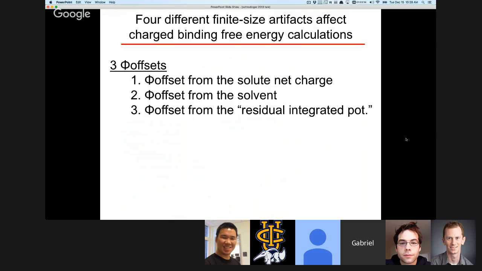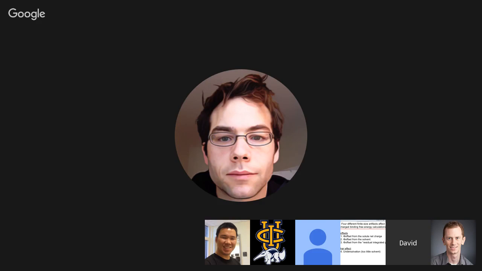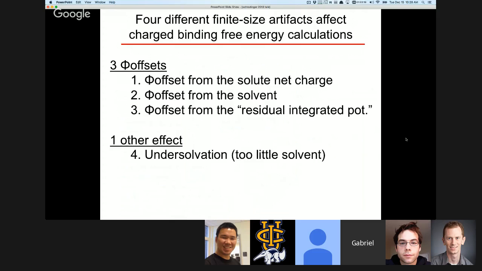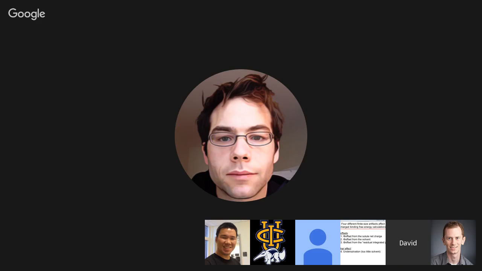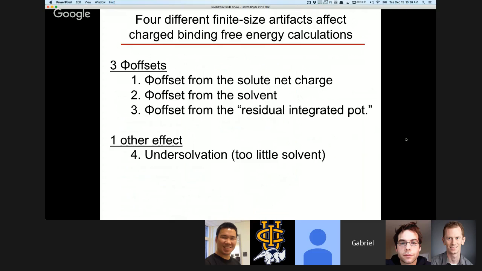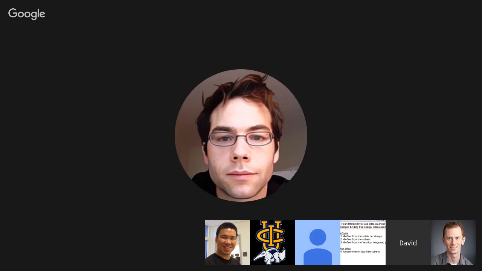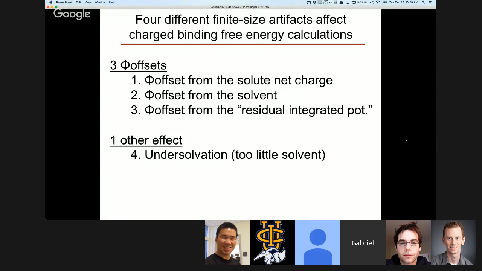And then the final finite size effect doesn't relate to offset potentials, but it's this idea of undersolvation. For example, if you have an ion in a periodic box of water, there's a fixed amount of water that is solvating that ion that's creating a favorable potential at the location where the ion is. But if you had an infinite system, there would be more water creating some even stronger potential at the location where the ion is. So this undersolvation effect is just the difference between the solvation that you get from the limited amount of water in your periodic system versus the infinite amount of water per ion that you have in an infinite system.